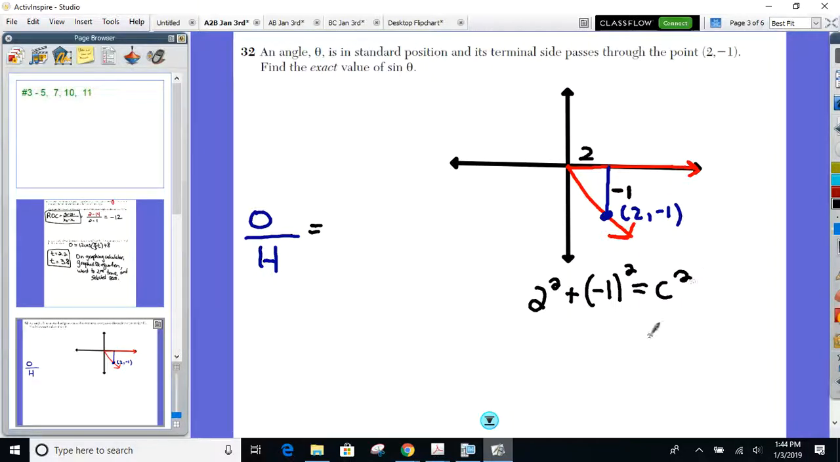So I need you guys to find me what the hypotenuse length is in radical form. In radical form, hypotenuse length. Anybody want to take a stab at it? Square root of 5. Yes, square root of 5. 4 plus 1, everybody. Okay, here we go.